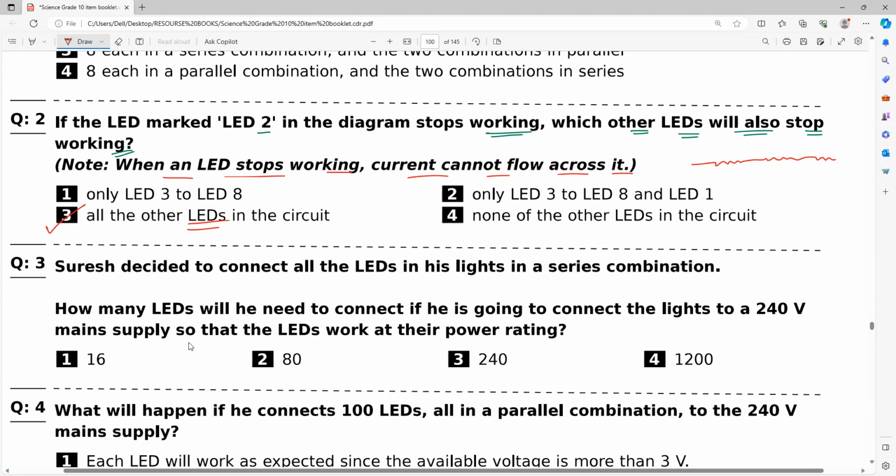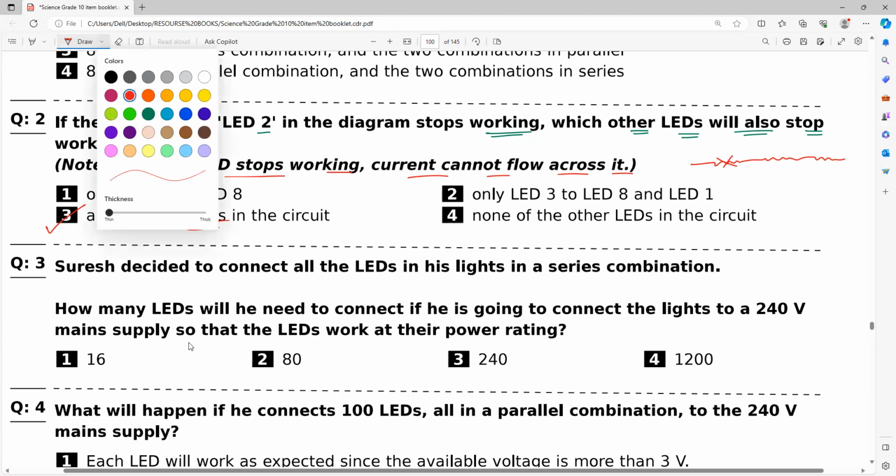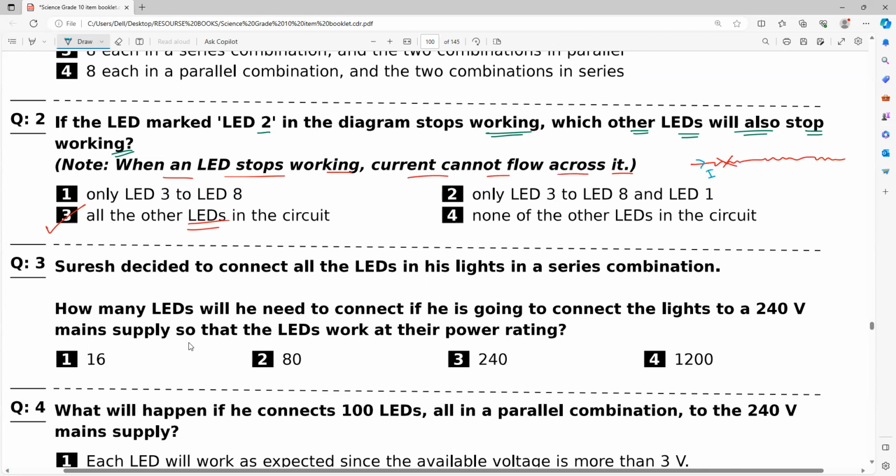In series connection, suppose this resistor is damaged, meaning that bulb is damaged, then what will happen? No current will pass through it. So no current reaches the others either, because we all know that in series connection the current remains constant. That is what you have to remember. Okay, everybody? Are you clear?